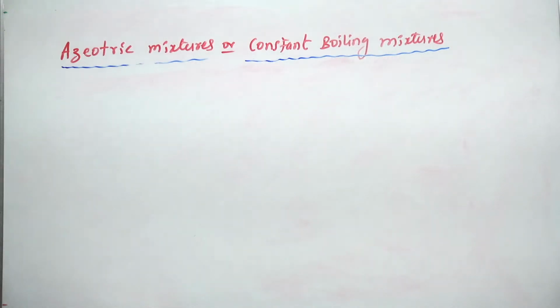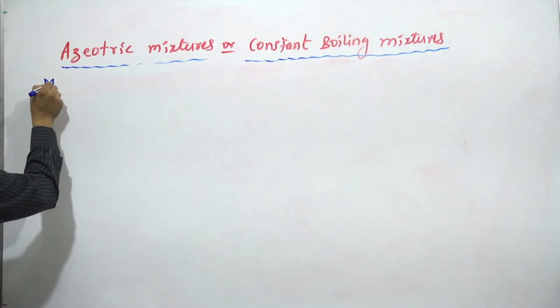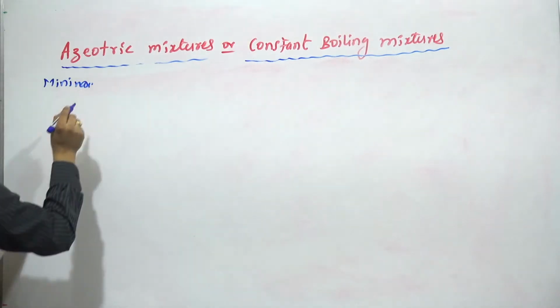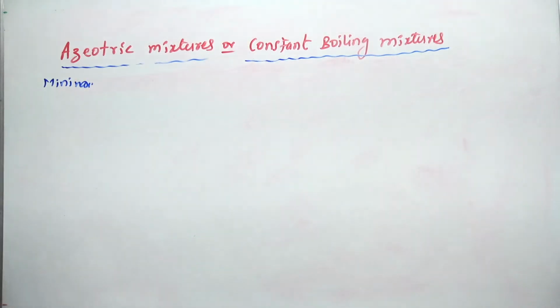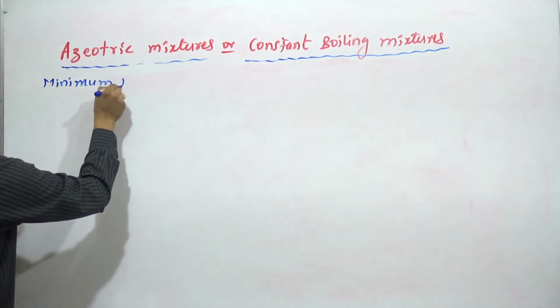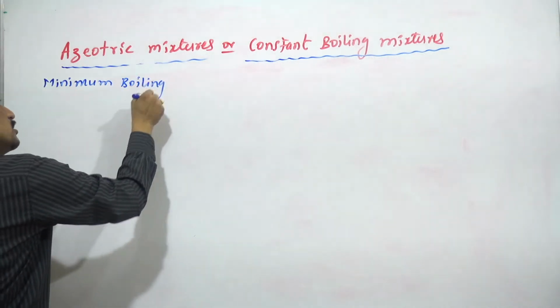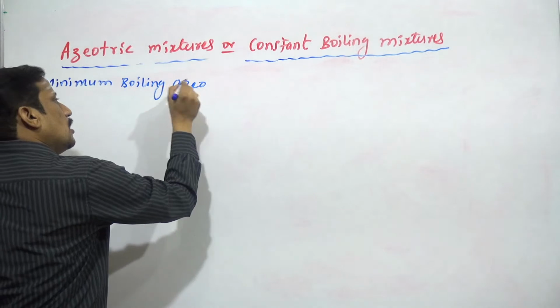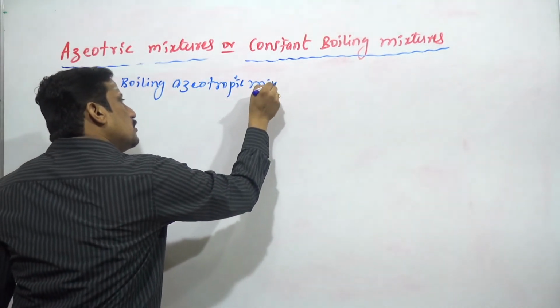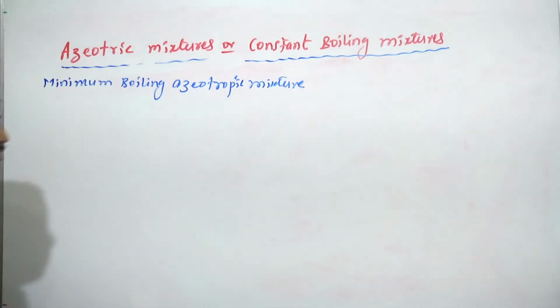So, examples for minimum boiling azeotropic mixture. Now I'm giving examples for minimum boiling azeotropic mixture. There we have a list.